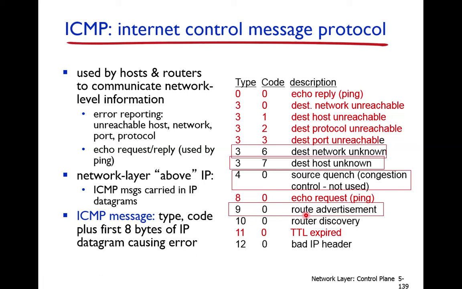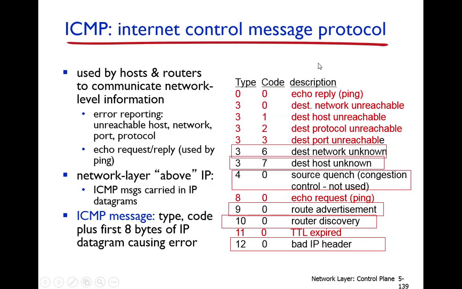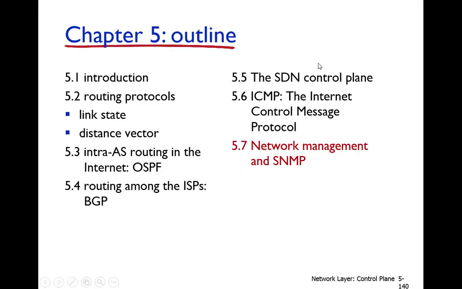Similarly, we have the messages type 9 and code 0. It is used for route advertisement, and similarly for router discovery, and similarly there is a message used when the IP header is bad, that is, the IP header is wrong. So we have discussed these ICMP messages.